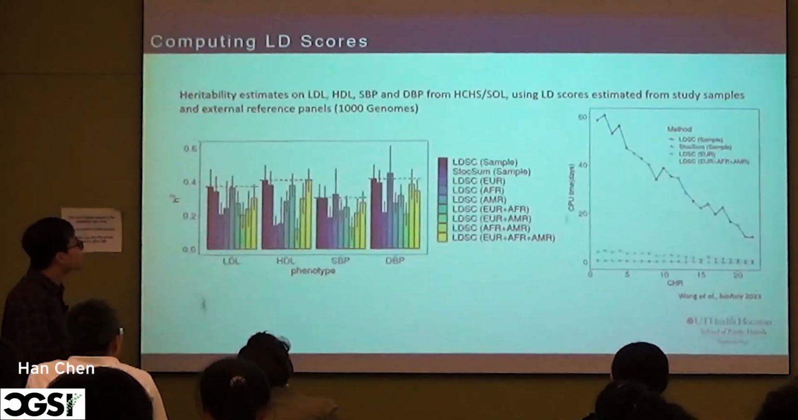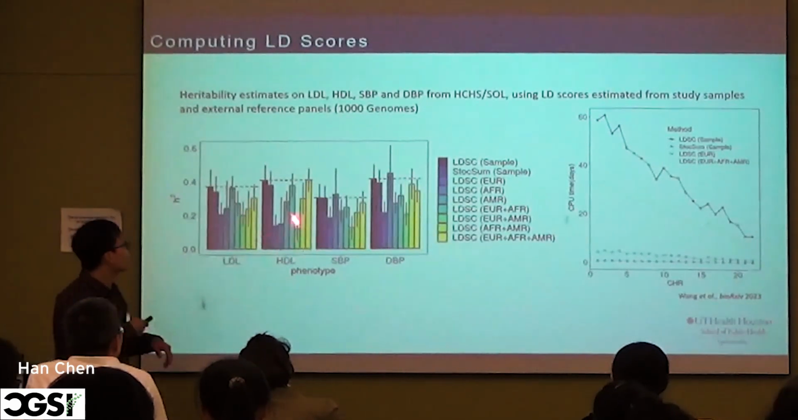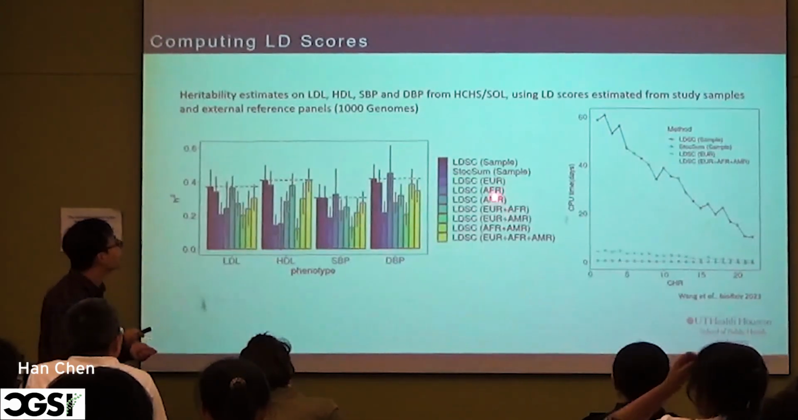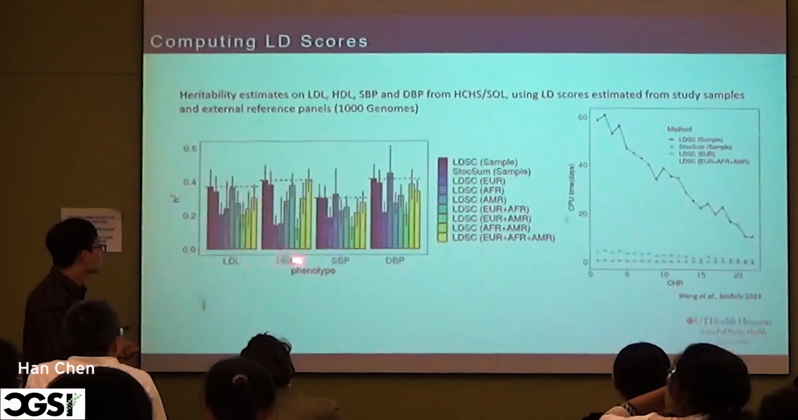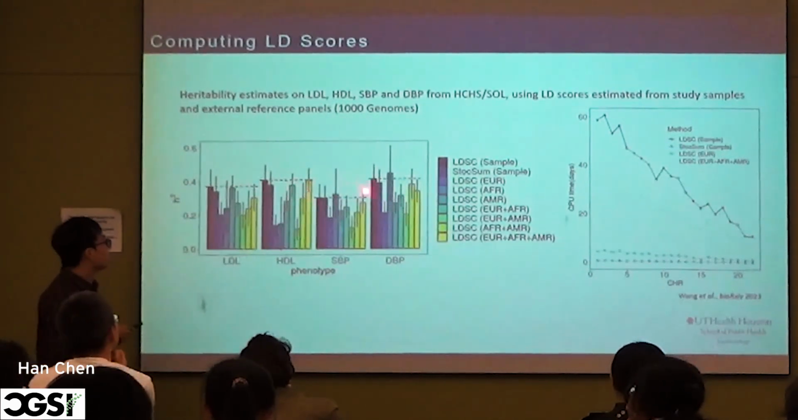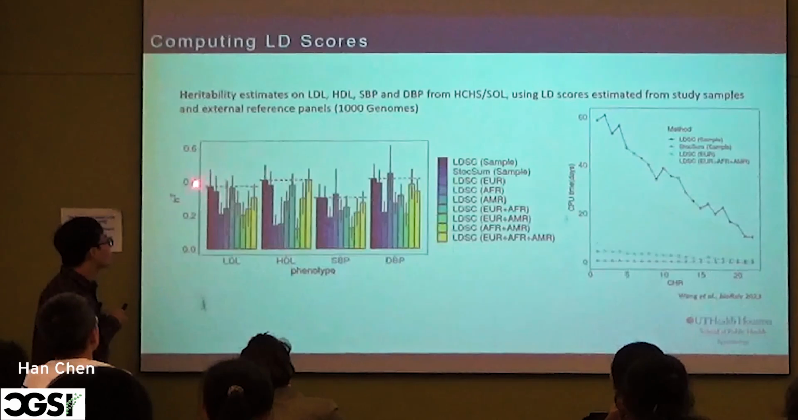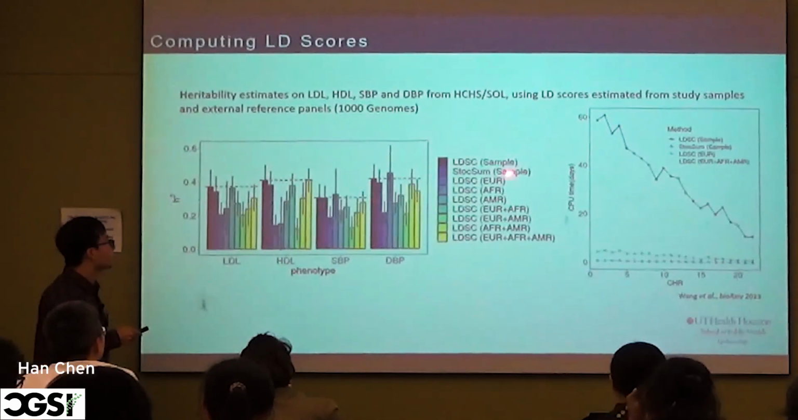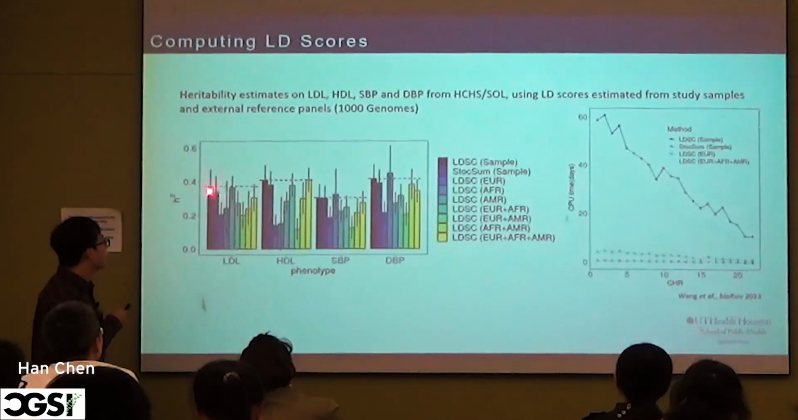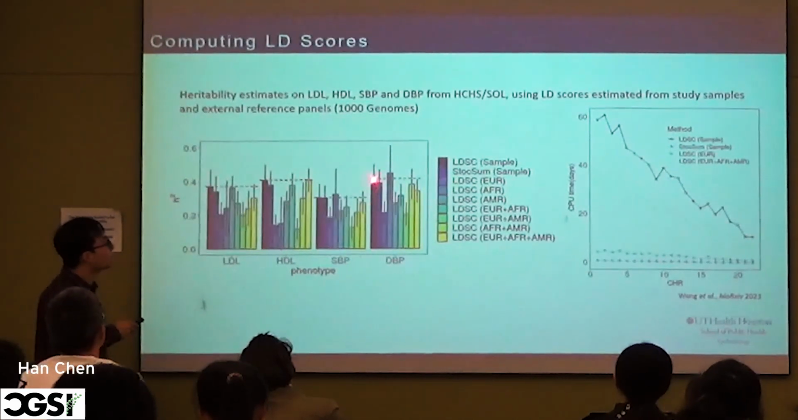I have to make a disclaimer that because our study sample was quite small, we only have about 7,000 or 8,000 individuals, these heritability estimates for phenotypes are not accurate. But the point is that even though these estimates are not accurate, our StocSum-based estimates are very close to those that were directly computed using the study sample individual-level data. So you can see that they are very close.